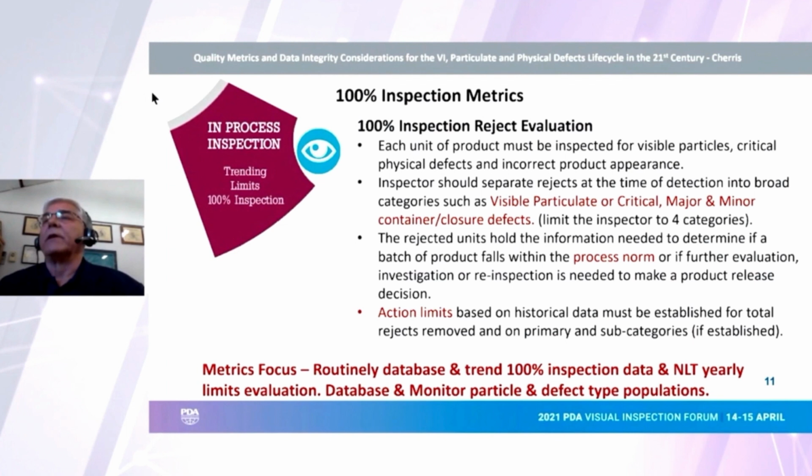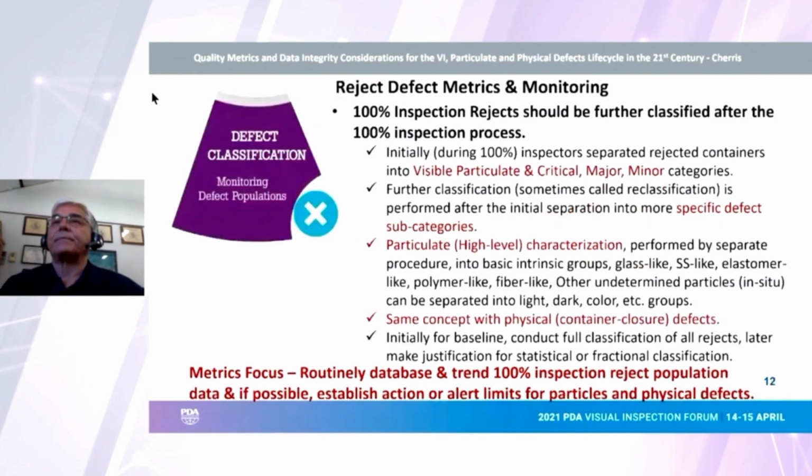The rejected units hold the information needed to determine if a batch of product falls within the process norm, or if the evaluation requires reinspection to make a product release decision. Action limits based on historical data must be established for total rejects and on primary and subcategories if you have them established. So your metrics focus is to routinely database and trend 100% inspection data and not less than yearly limits evaluation. Database and monitor particle and defect types to support that in-process 100% inspection.